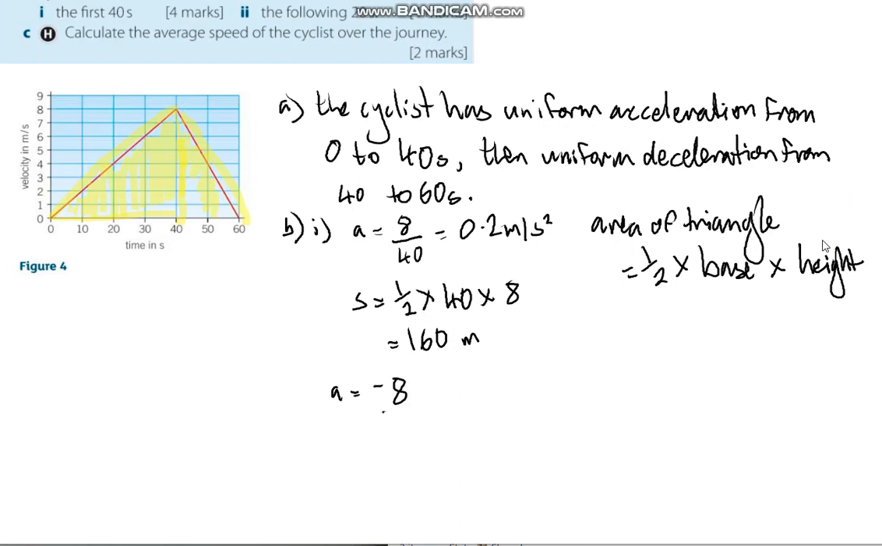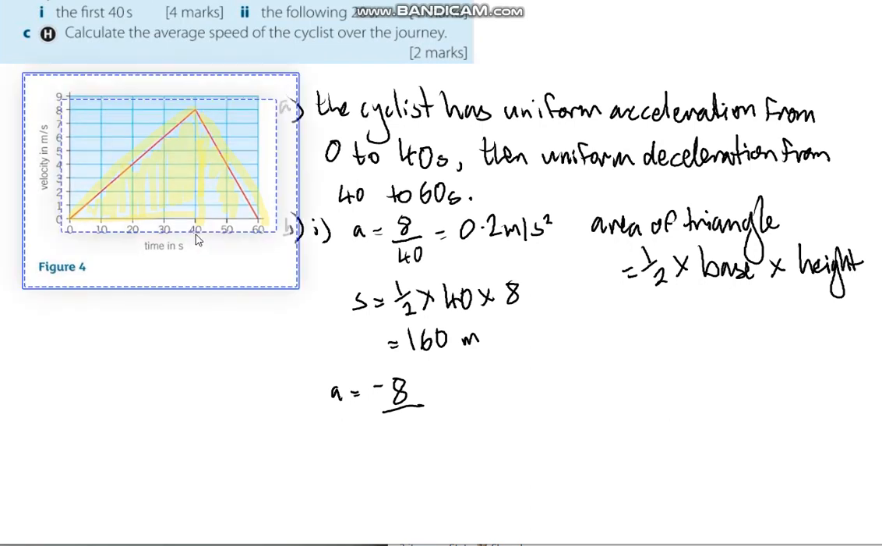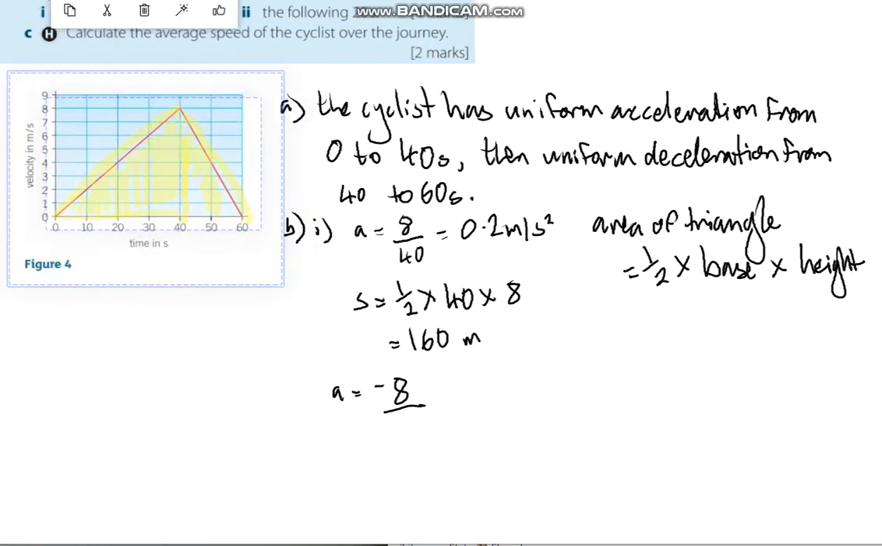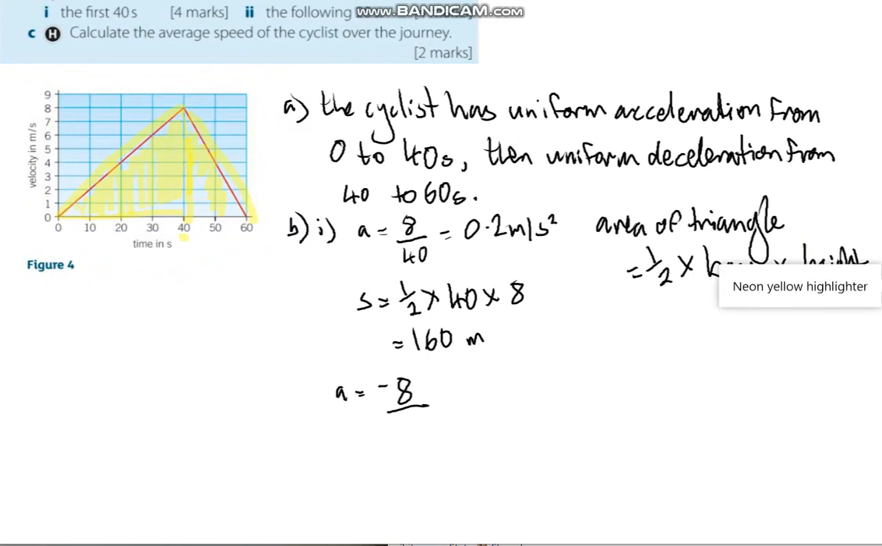so acceleration is negative 8 divided by, this time the time taken going along the bottom here, goes from 40 to 60, and so it's negative 8 divided by 60 minus 40, which is 20. So our acceleration, negative 8 divided by 20, gives us negative 0.4 meters per second squared.